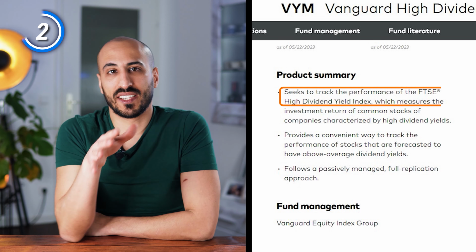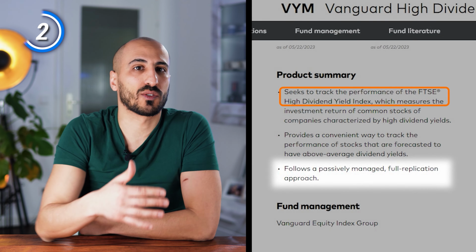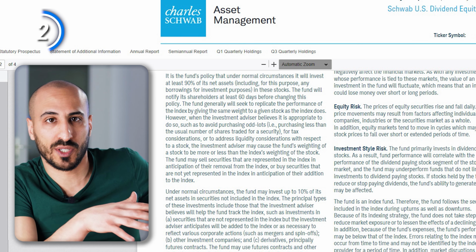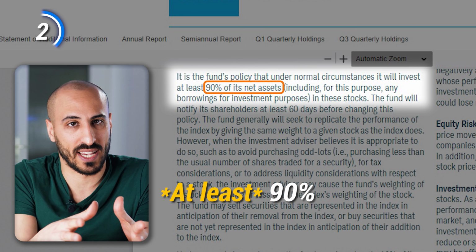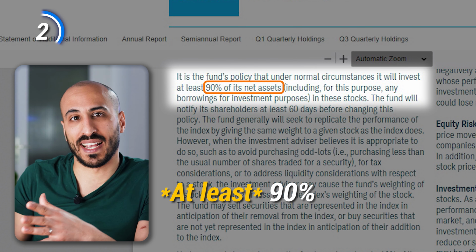VYM tracks the FTSE High Dividend Yield Index using a so-called full replication technique. This means that the ETF is entirely passive and management has no possibility to act even if they were to find a mispricing or investment opportunity. SCHD instead tracks its index in a different way. In fact, according to the prospectus, with SCHD, the management will replicate the index with 90% of the assets, while investing the remaining 10% actively.